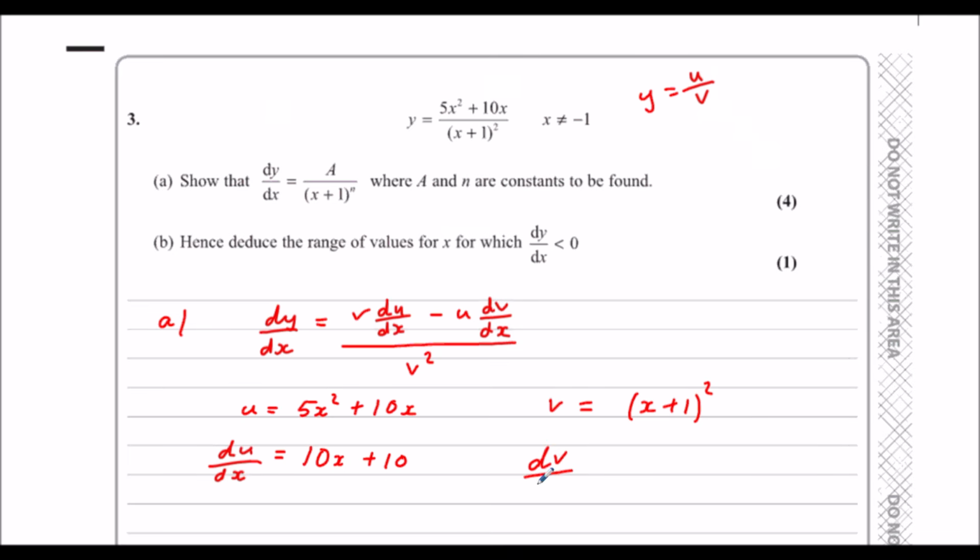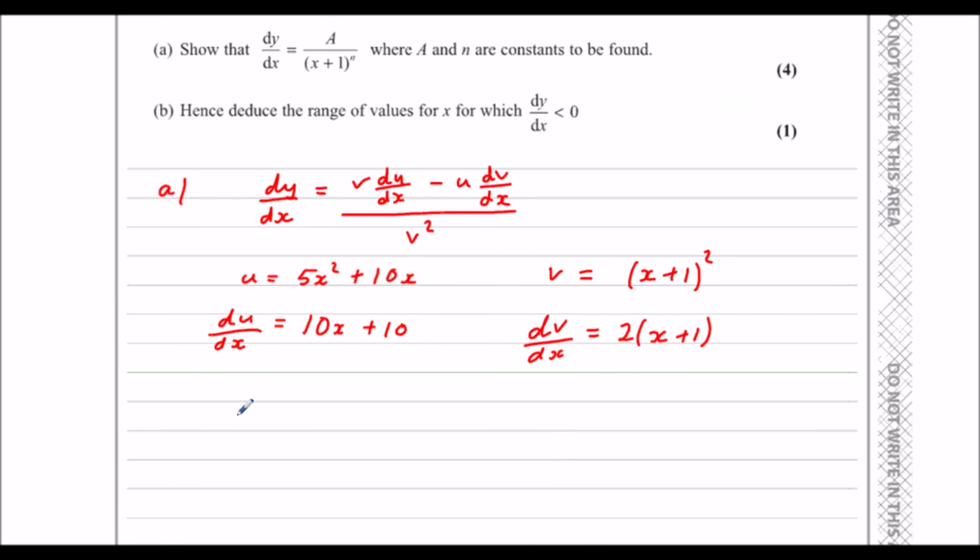So we're going to differentiate that as well. So times, it's a chain rule, times the whole thing by the power. So 2, keep the bracket as it is, so to the power of 1. And then times by the bracket differentiated, and that's just going to be 1. So that's it differentiated: 2 times x plus 1.